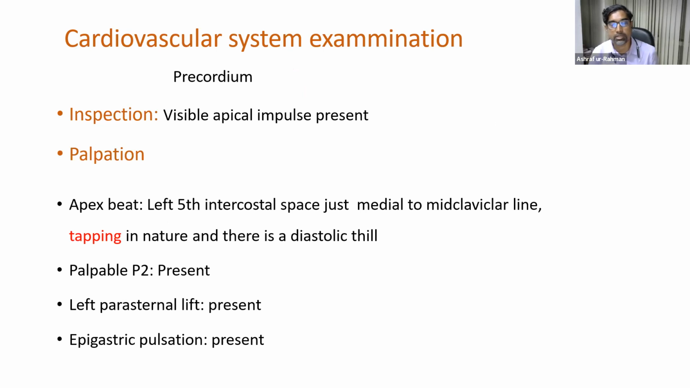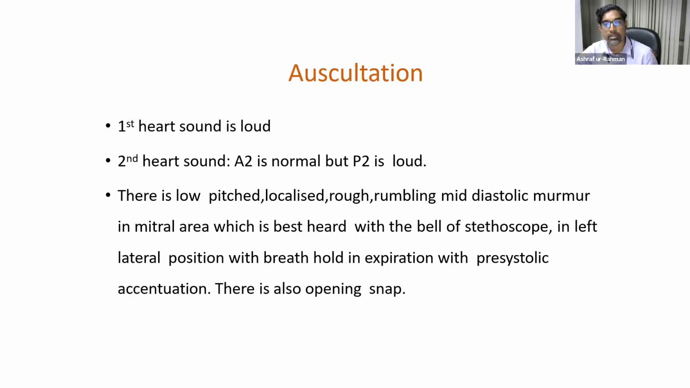And as we know, the basics of MS: there is a visible apical impulse, the apex beat in the left fifth intercostal space, and it is a tapping, diastolic thrill, palpable P2 in the left parasternal area, and epigastric pulsation. On auscultation, these are classical findings of MS: loud first sound, loud P2, and a mid-diastolic murmur, which is low-pitched, localized, sharp, rumbling, as you all know. And there should be an opening snap.